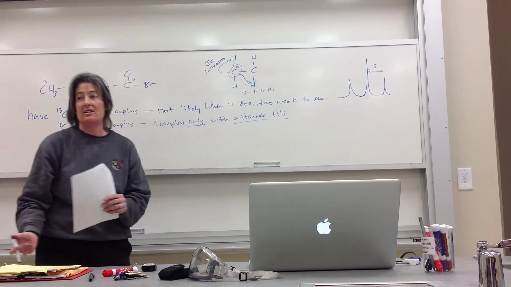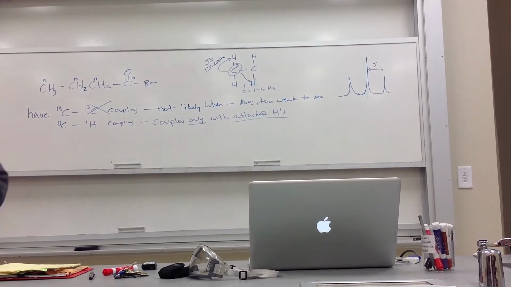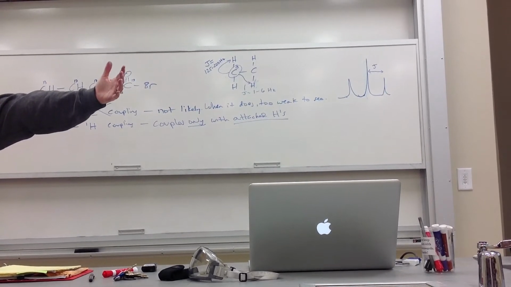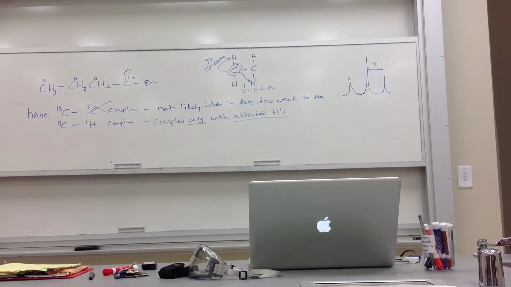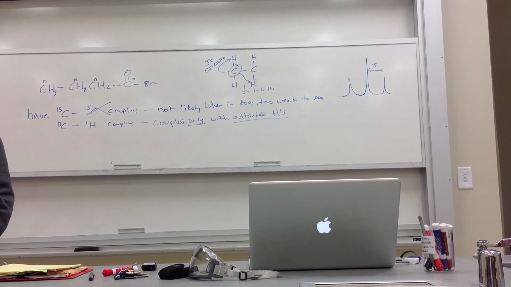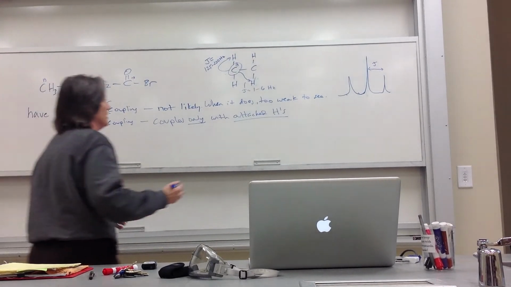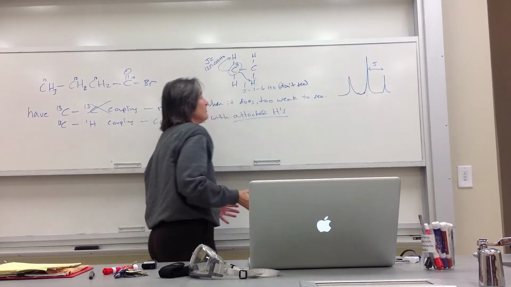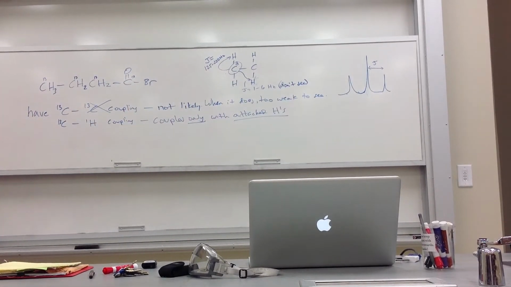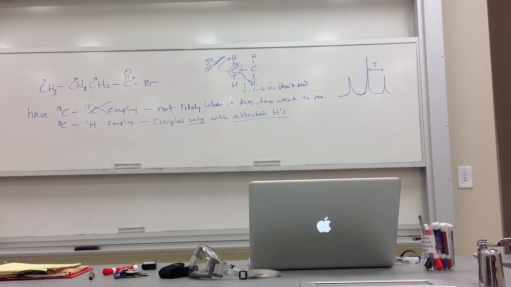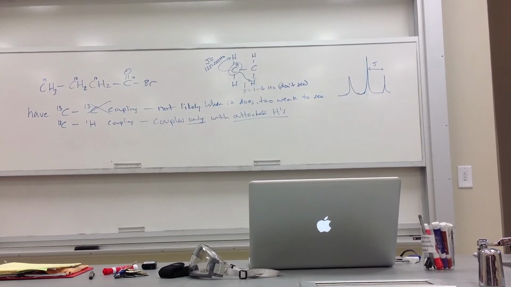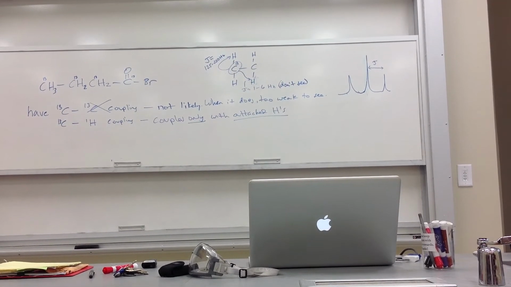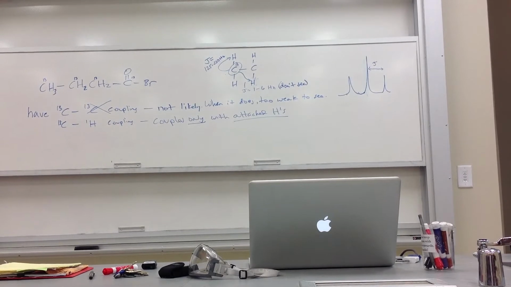Those are tiny, tiny, tiny. And remember, our scale is really big. So any tiny, tiny, tiny splitting, you're not going to see. And so that's why you don't see it. So you don't have to even worry about it. So we're not going to worry about C13 to C13, nor are we going to worry about C13 to neighboring hydrogens. We only care about the attached ones.